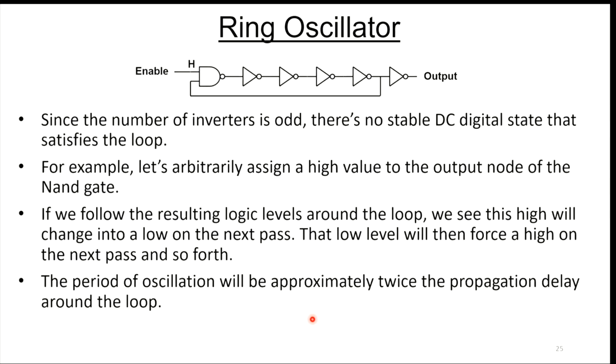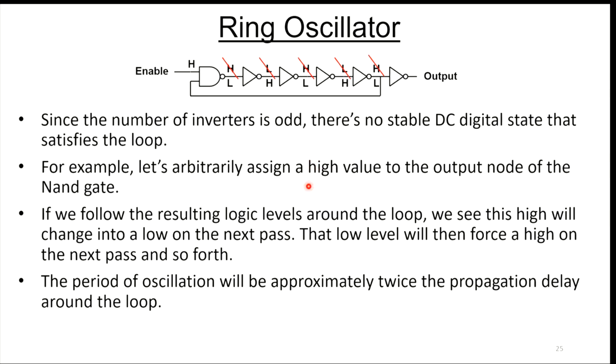Since the number of inverters is an odd number, there's no stable DC state that's going to satisfy this loop. For example, let's arbitrarily assign a value to the output node of the NAND gate. We're going to call it a high. Now we're going to follow that state through. So next one will go low, next one will go high, next one will go low, next one will go high. That gets fed back around, and it changes this to a low, changes that to a high, changes that to a low, changes that to a high, changes that to a low, and that gets fed back around. You can see this thing is just going to zing and oscillate, ones and zeros all day long.